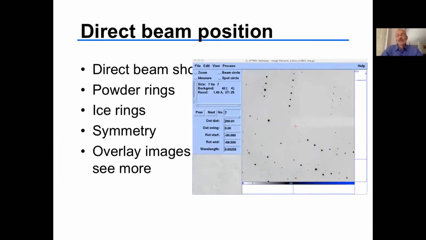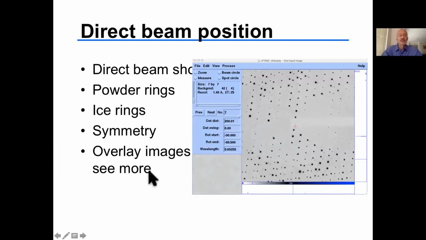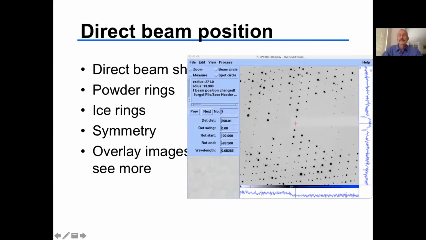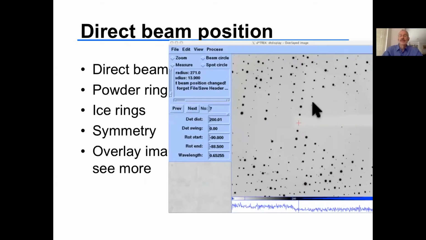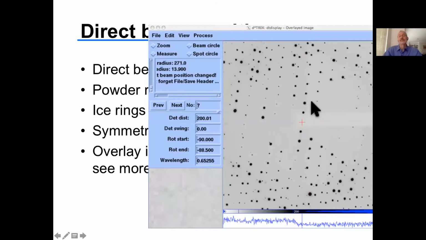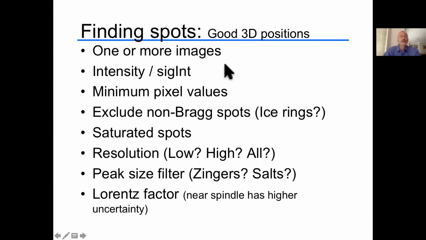As an example, here's a data set where the red crosshairs is where the software thought the direct beam was. But if you overlay multiple images, we expect this red cross to be along this line. It has to be at the center of symmetry and probably halfway between these 2 spots. So before this was moved, the images could not be processed. When it was moved, zoom in here a little bit, it was trivial now to index and process these images. So you must get this stuff correct.